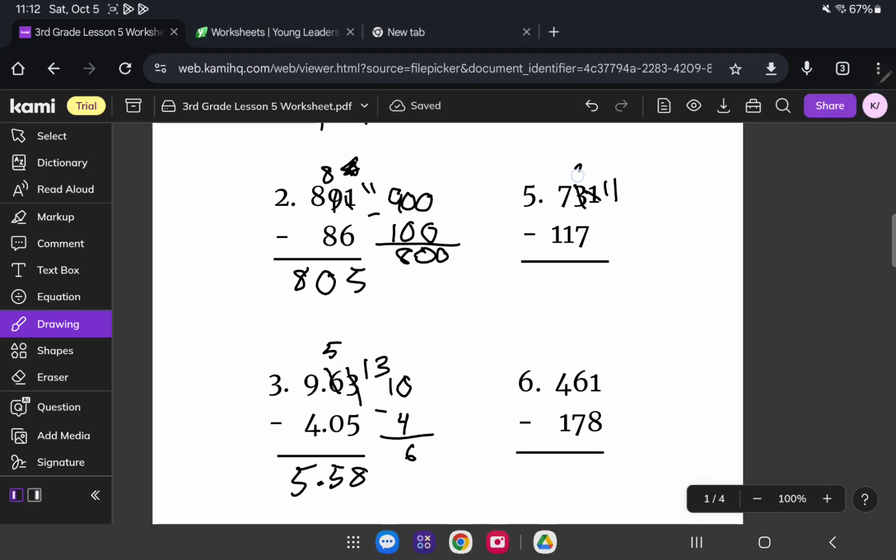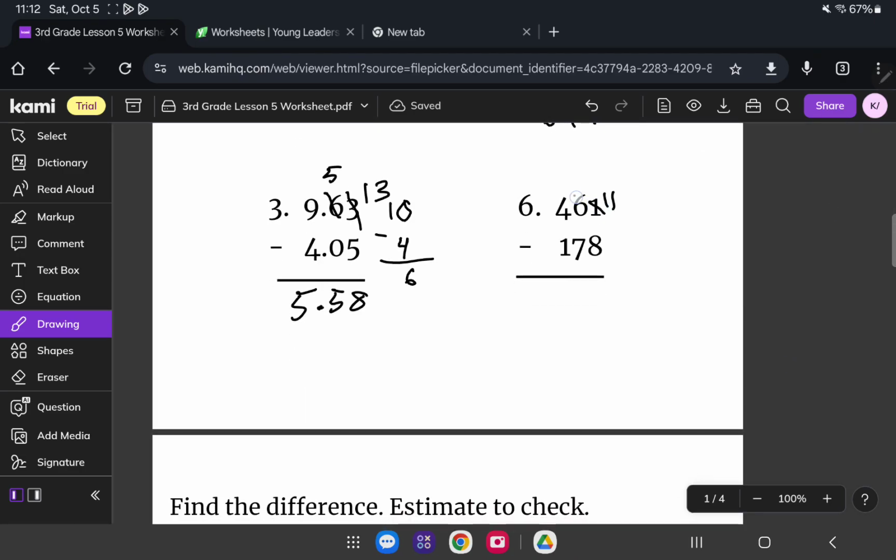We borrow a 10. So 11 minus 7 is 4. 2 minus 1 is 1. 7 minus 1 is 6. So 700 rounded down, and then this also rounds down. So that gives us 600.